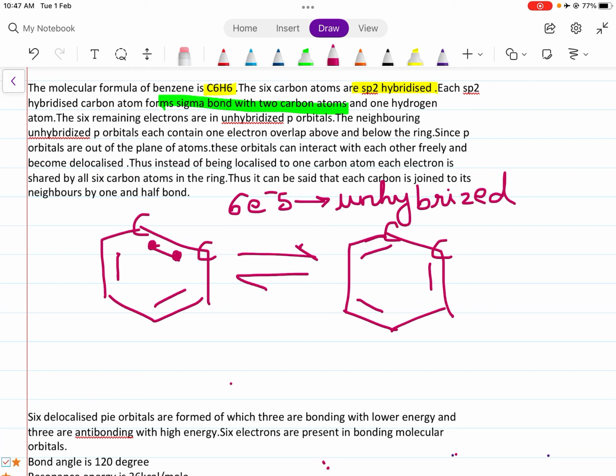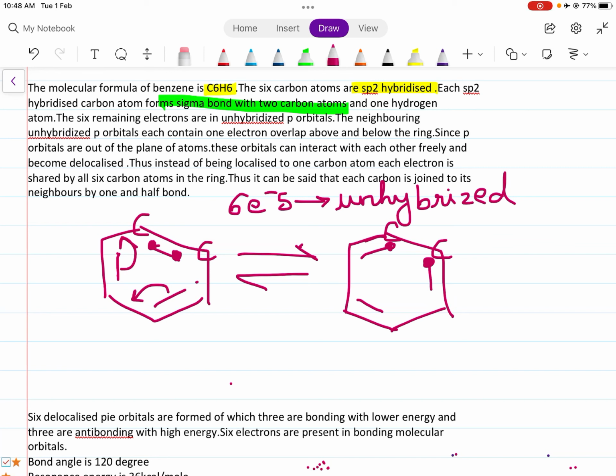But now this carbon atom will have this electron and this carbon atom will have this electron. So basically the position of the electron which is present over here has changed. It has completed one ring. So this has shifted over here, this has shifted over here. So basically the electrons are going on shifting.